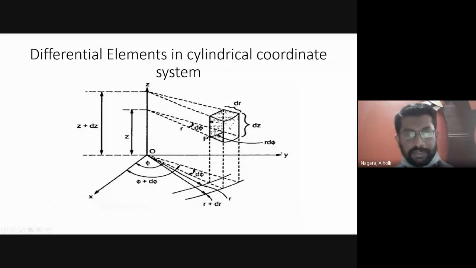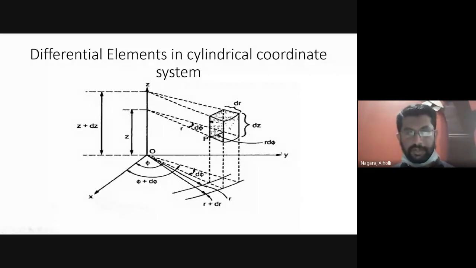So r and r plus dr are the two cylinders, one with radius r, another with r plus dr. Then two half planes, one with phi and another with phi plus d phi. Then the third one is a z equal to constant plane, one at z, another at z plus dz. When these three come together, they form this shape.